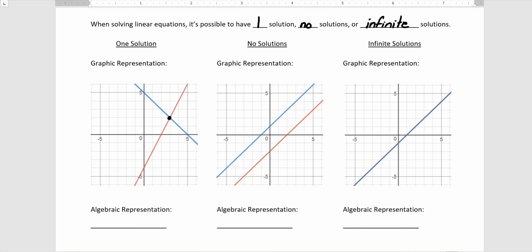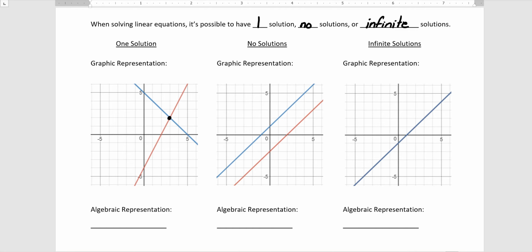However, no solutions is possible if our two equations actually represent parallel lines. Now, what did we see when they were parallel lines? We got an untrue statement. What do you think then happens if there's infinite solutions, where both equations represent the same line on a graph? Well, that's when infinite solutions occur.